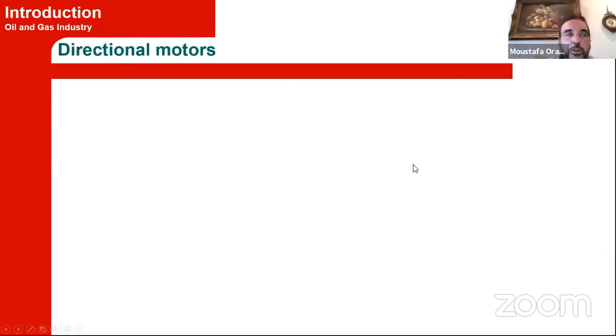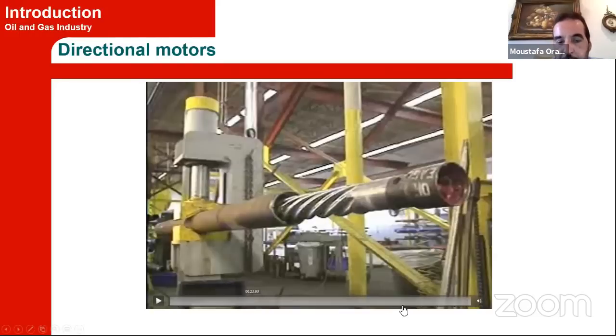Now, there's also some other things, motors. Remember, we are drilling deviated wells and we're drilling horizontal wells. So we need what we call directional motors. Directional motors have certain flexibility: the flexibility to generate the angle and to go from the vertical into the deviation, and from the deviation into the horizontal, okay? So here is the mud motor.